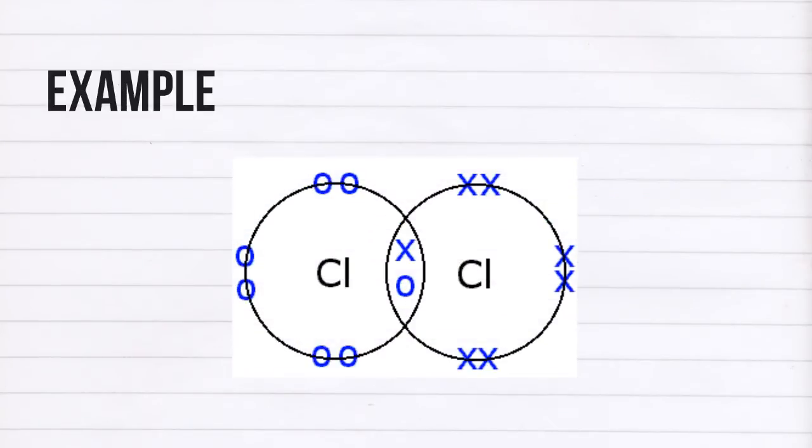For example, in a chlorine-chlorine bond, instead of one chlorine atom giving its electron to the other, each chlorine will share one of its electrons to form a covalent bond. This gives both of the atoms a total of 8 valence electrons.